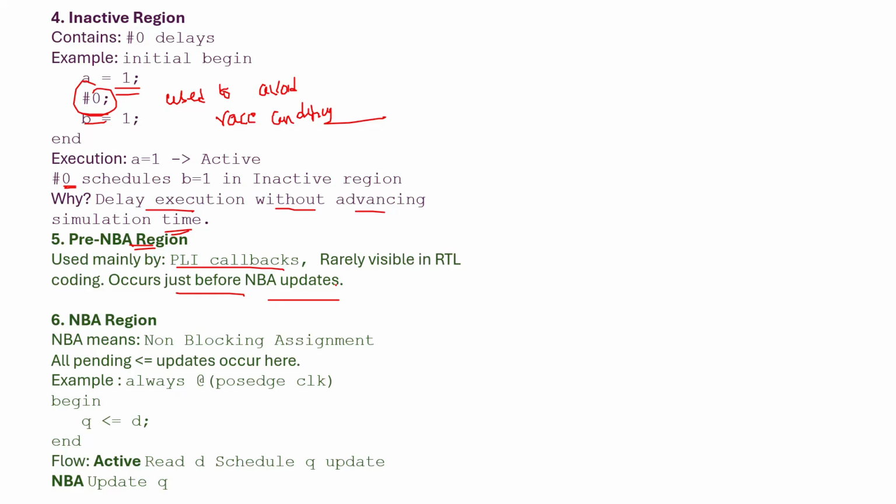Same way, in the pre-NBA region, the non-blocking values will be updated, right? Whatever the LHS values are, all the LHS values are updated in the NBA region. That assigning will be done in the pre-NBA region. So in the pre-NBA region, all the things will be settled, that is checking that. It just occurs before the NBA region. Then most of the code, PLI callbacks, all these things are executed in this NBA region.